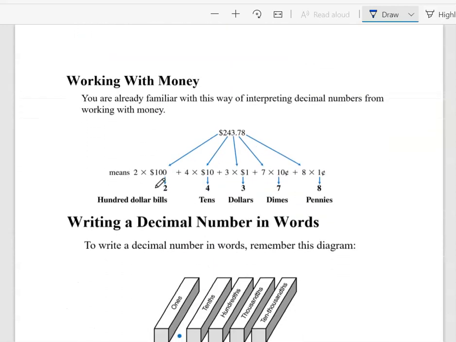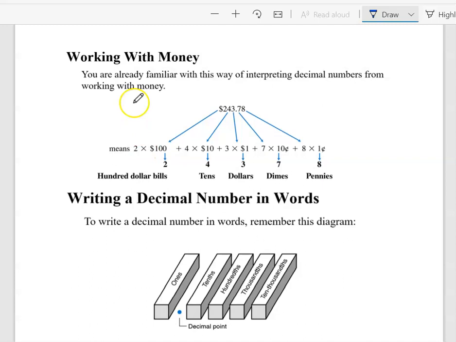So we're familiar with money. So if you are already familiar with the way of interpreting decimal numbers from working with money, well, then you know that if you've got $243.78, you've got 2 $100 bills, you've got 4 $10 bills, and you've got 3 $1 bills. And I know this could be broken up a little bit different depending on what your currency is, but in our number system, this is how it would go. And 78 cents. Well, the 7 represents a tenth. The 8 represents a hundredth. There's 100 pennies in a dollar.